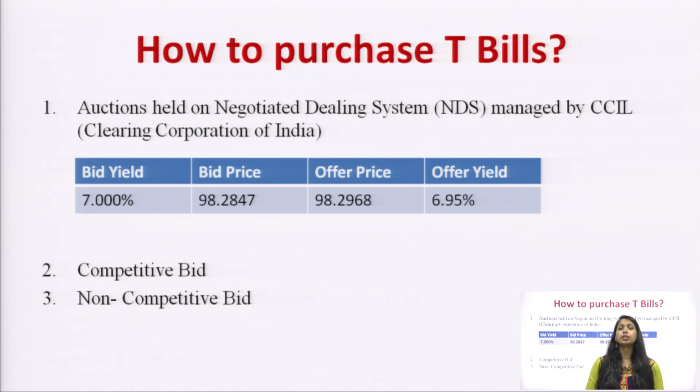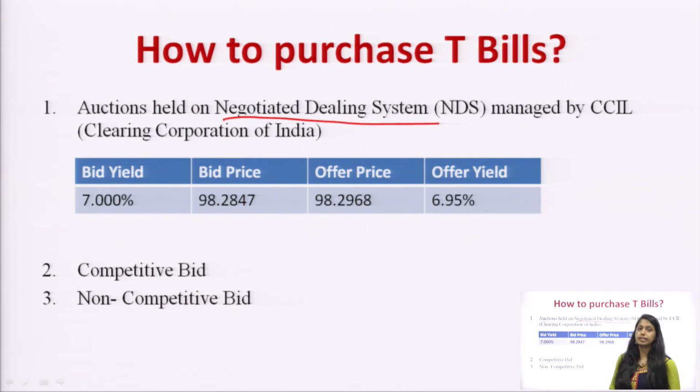Moving forward, how can you purchase T-bills? I told you that the purchase of T-bills takes place with the help of the auction, and who is taking care of these auctions? NDS, the Negotiated Dealing System, is taking care of this. It is an online platform, and who is managing it? The CCIL, the Clearing Corporation of India, is managing it. This CCIL is set up in order to see the transactions which are taking place, to see the trading, to see how things are happening.